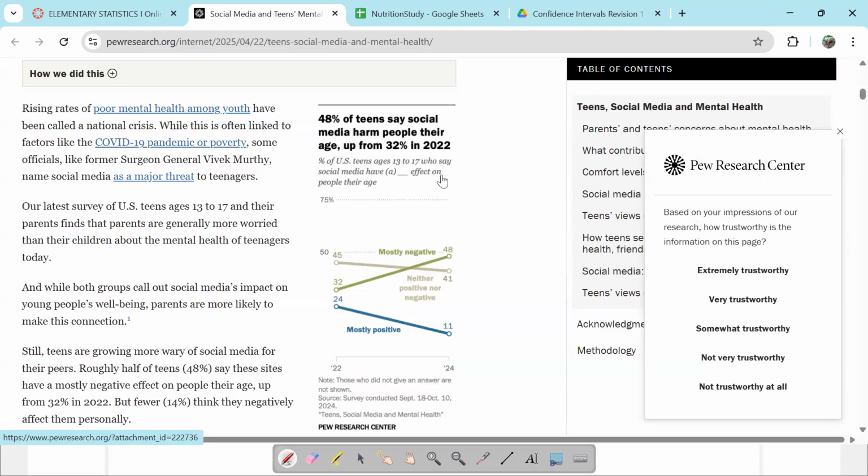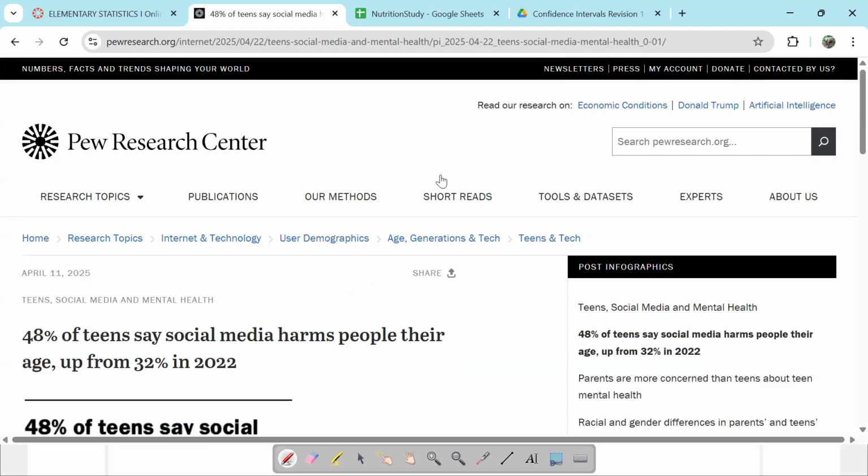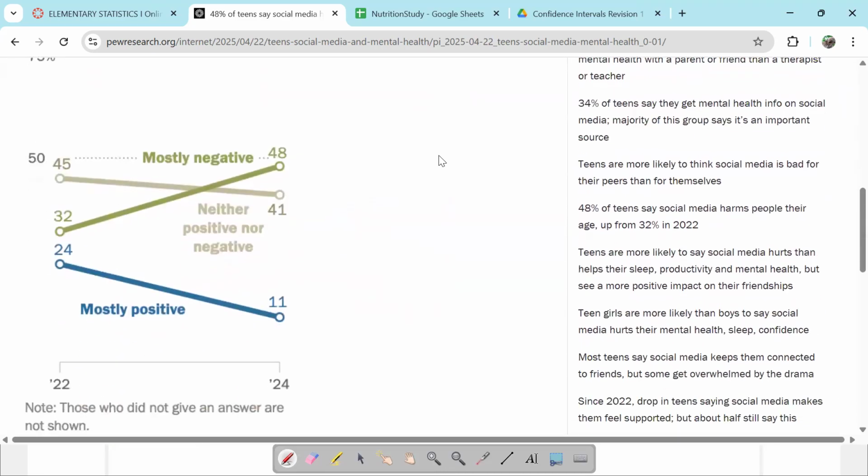The green line over here. Oh, I must have clicked on the graph and loaded the whole thing. There we go. The green line is that it negatively affected their peers. Let's see. That social media is neither positive nor negative went down from 45 to 41%, and that social media is mostly positive went from 24% to 11% from 2022 to 2024.